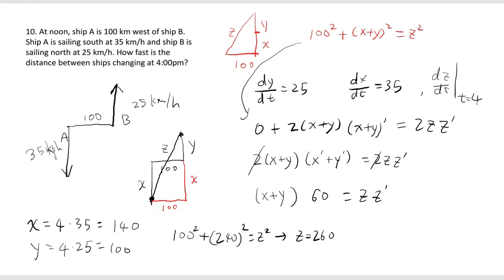And therefore, plugging in everything here, you get z prime equals 60 times x plus y, which is 240, divided by z, which is 260. And if you reduce this, you get 720 over 13 kilometers per hour.